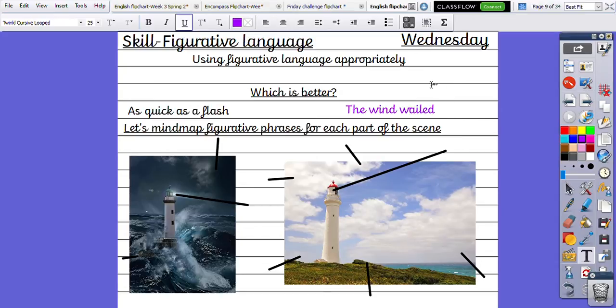So, as you write your skill sentences today, I want you to think about what effective figurative language is. Please don't just write things like as quick as a flash, as quick as a cheetah, that kind of thing that we would read all of the time. They're not always effective. So, for your starter, I want you to mind map some figurative phrases for each part of the scene. The first thing that we might mind map is this arrow here, which is pointing to the sky and the clouds.